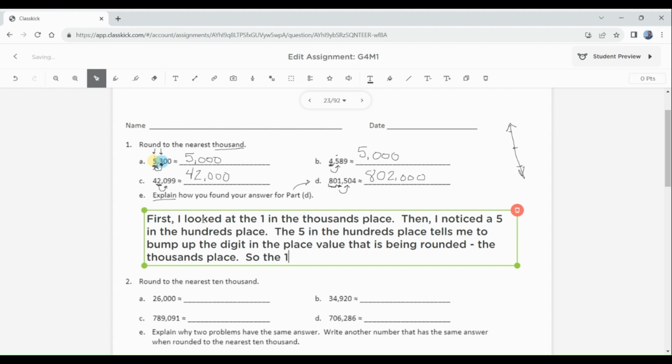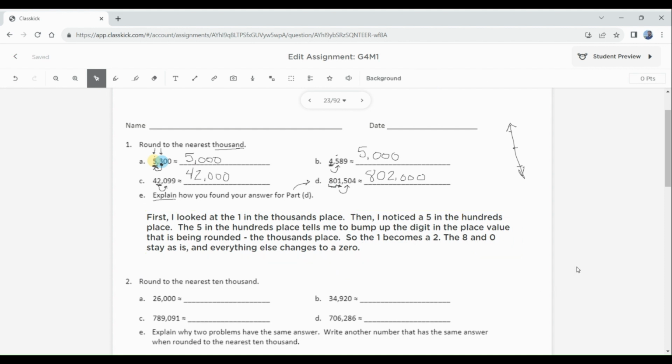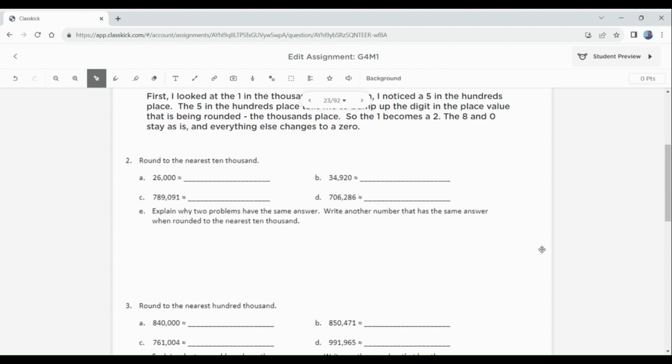So the 1 is a 2, the 8 and 0 stay as is. Everything else changes to a 0. That's the process. That's the process for rounding these numbers. Let's take a look at number 2.